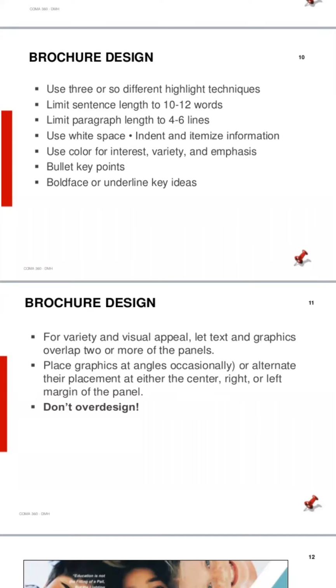Use white space. Indentation you can use, and italicization you can use for the information. Then you can also use color. Some words can be colored. Your brochure is already colored, so make a proper color scheme. Don't choose writing colors that can't be prominent against the brochure's color.